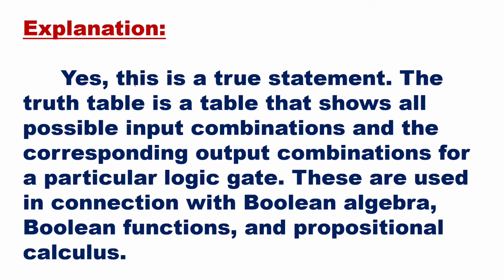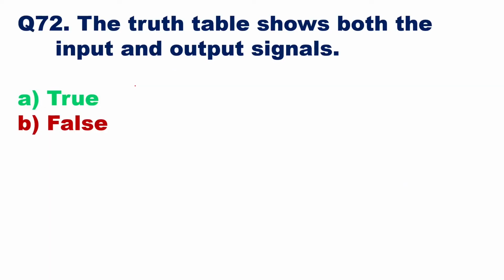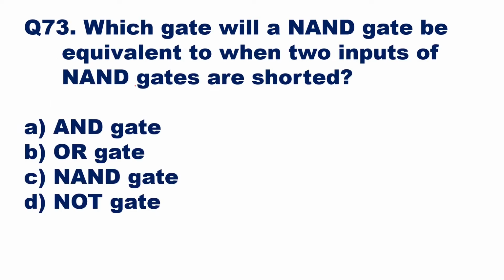The truth table is a table that shows all possible input combinations and the corresponding output combinations for a particular logic gate. These are used in connection with Boolean algebra, Boolean functions, and propositional calculus. So here you can see option A, that is true, is the right answer. Then we'll go to the next question.